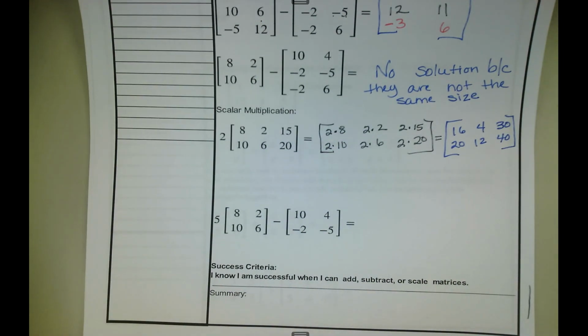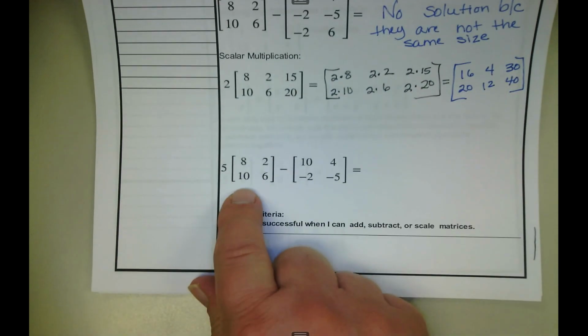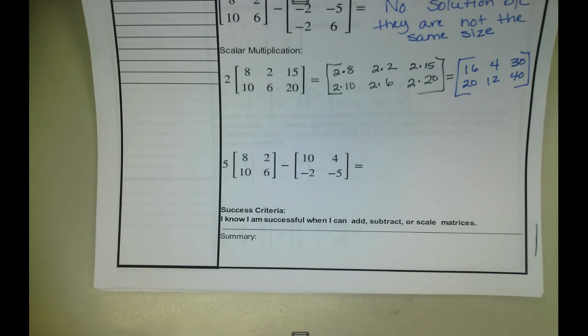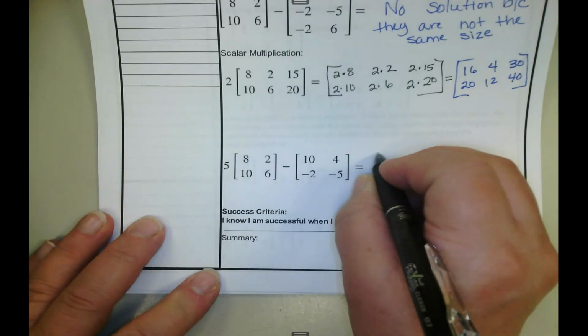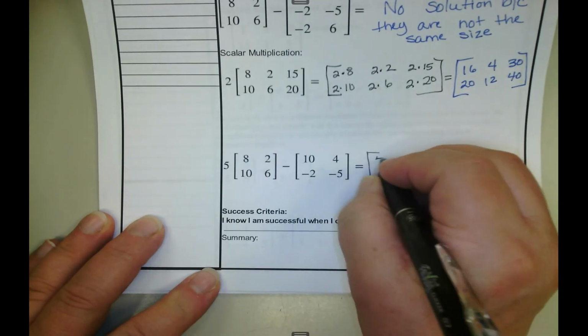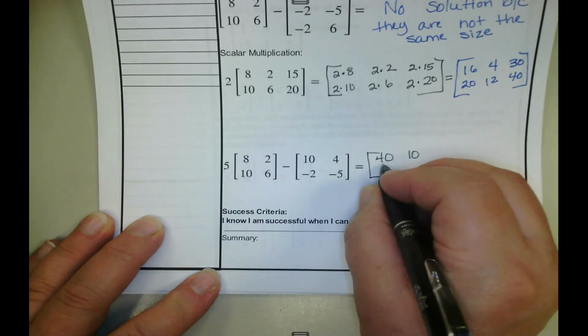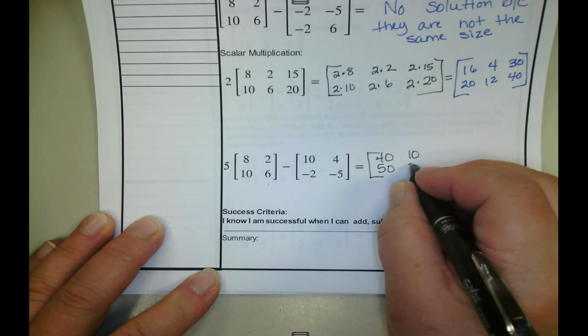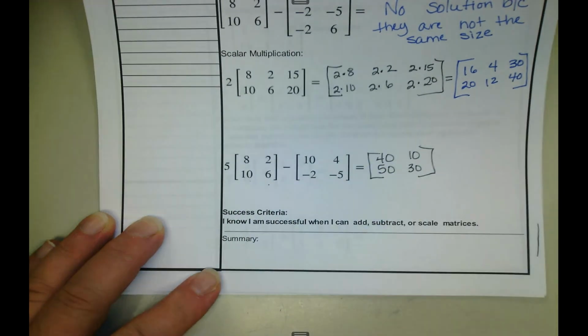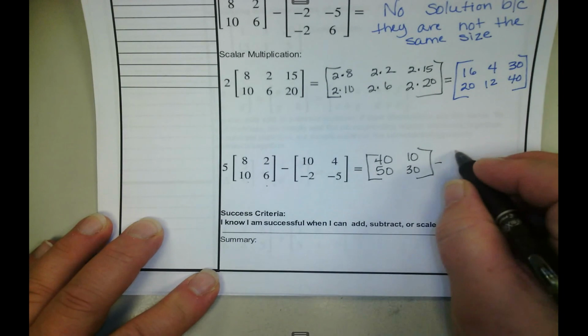Now, think of your order of operations. Order of operations tells me that I multiply before I subtract. So I actually have to scale the first one before I can subtract the second one from it. I'm not going to show you all the steps, but we will talk through it. 5 times 8 is 40. 5 times 2 is 10. 5 times 10 is 50. 5 times 6 is 30. I've scaled the first one. Now I can subtract.